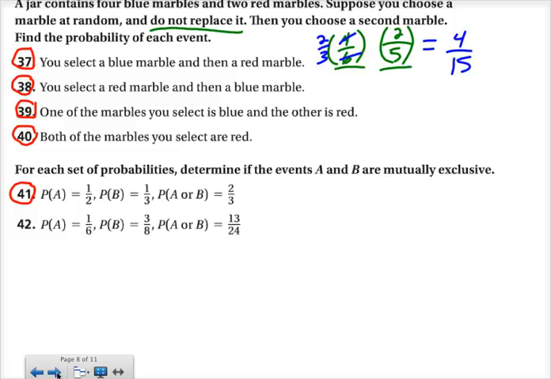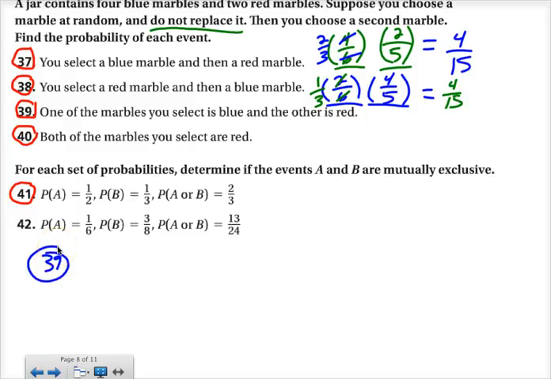For number 38, we're going to get a red marble, and there are 2 out of 6. And then we're going to get a blue marble. Well, we took that red marble, we set it down on the counter, so now there are no longer 6 marbles in the jar, there are only 5. But you know what? We took a red one before, so all 4 of those blue marbles are still in there. And again, at this point, you could go ahead and reduce your 2/6 to 1/3. And then top times top, bottom times bottom. And you get 4/15.